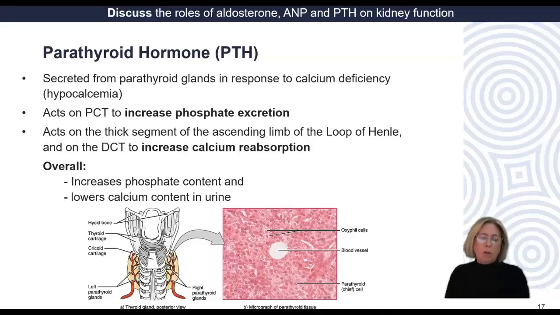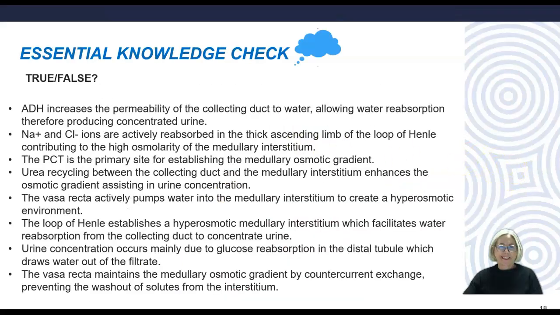So overall, the net effect of parathyroid hormone is to increase the phosphate content of the urine and lower the calcium content in the urine.